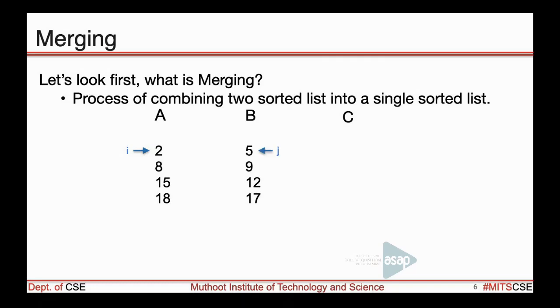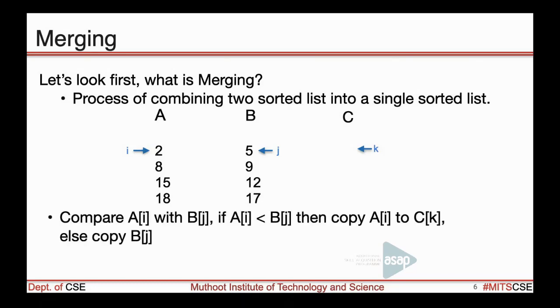In order to start, I need some pointers or variables pointing to the position, right? For example, i points to the elements in list A, j points to the elements in list B, and k points to the elements in list C. Okay. So the first thing I will do is compare A[i] with B[j]. If A[i] is less than B[j], then copy A[i] to C[k], else copy B[j].